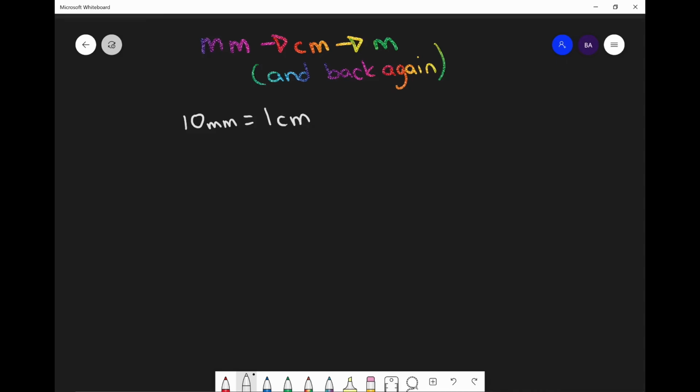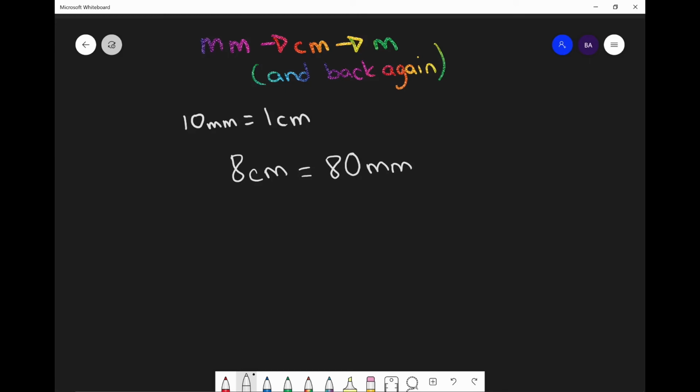And so if I wanted to know how many millimeters there were in, we'll say 8 centimeters, then I just need to multiply by 10, or as our shortcut said, just add a 0 to the end of my number, and that tells me how many millimeters that was. So 8 centimeters is the same as 80 millimeters.